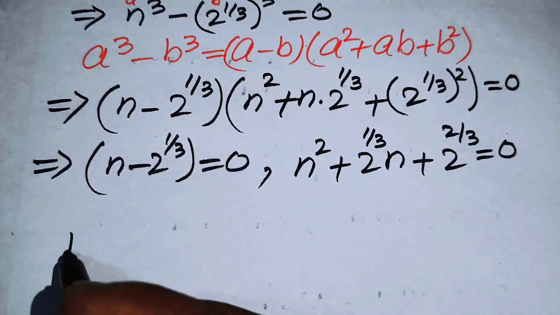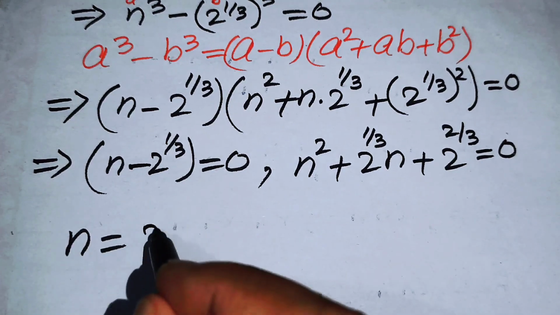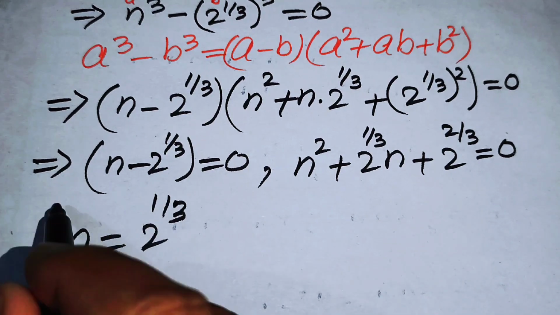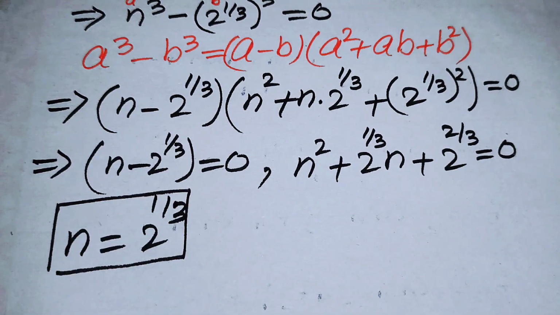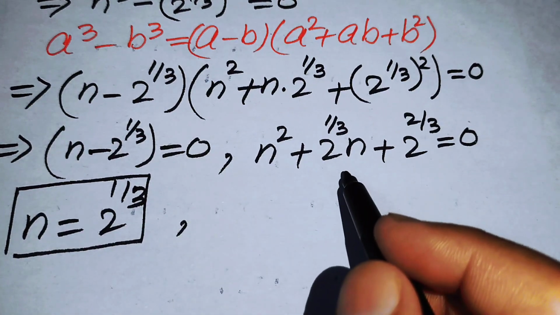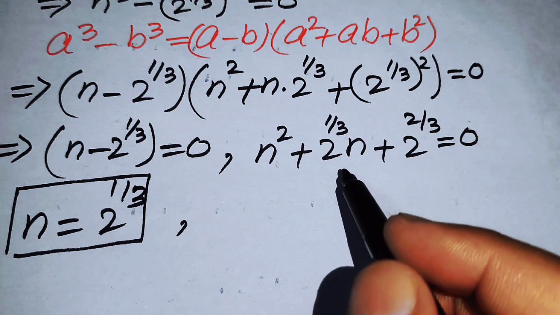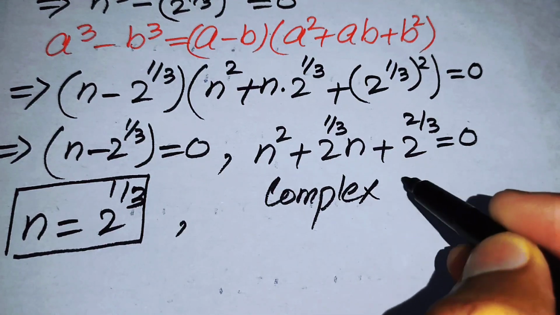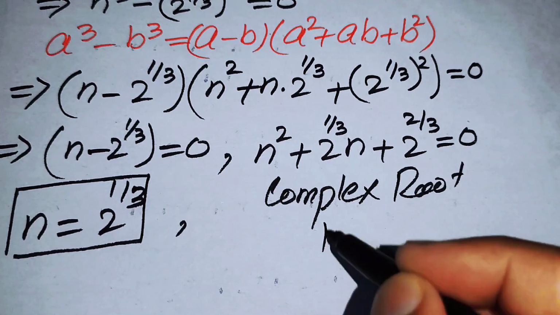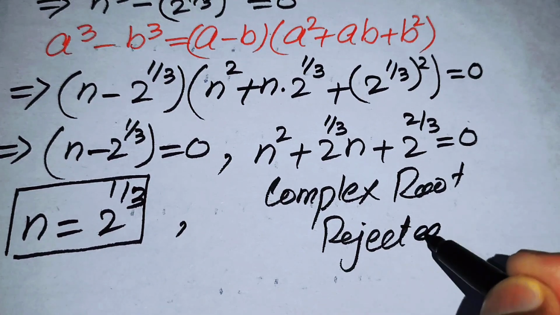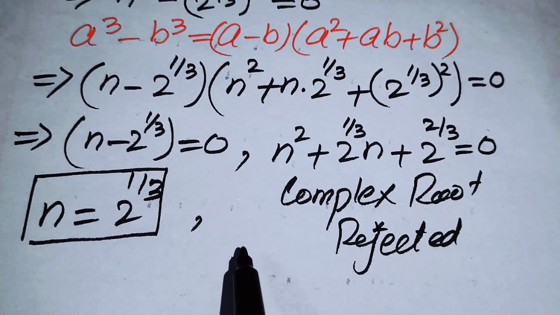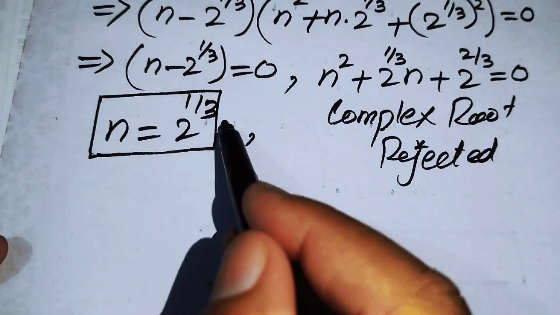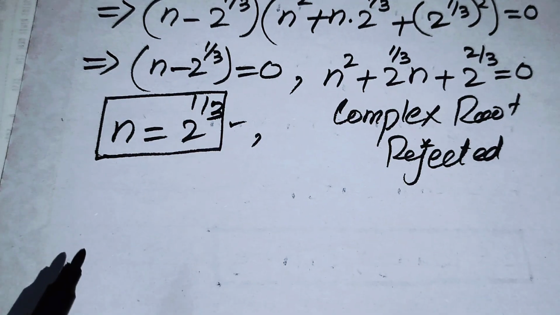So in this term you get the first real root of the given equation, which is n is equal to 2 to the power of 1 over 3. This other equation will give us the other two roots, but these two roots are complex or imaginary roots, so we reject them because we need only the real roots. So this is our first root, and now we solve equation number 2.